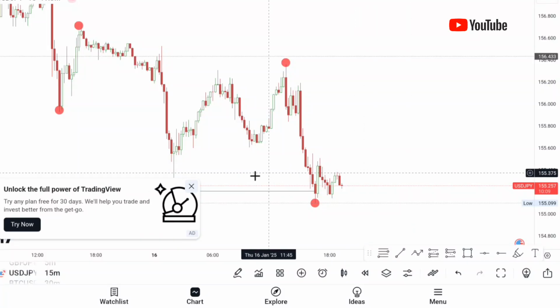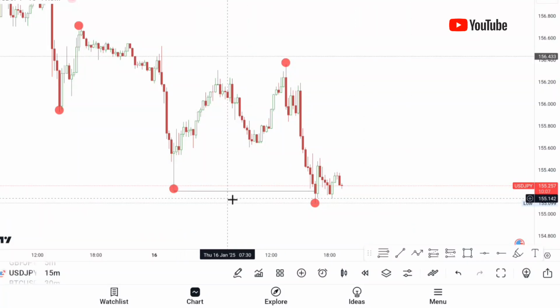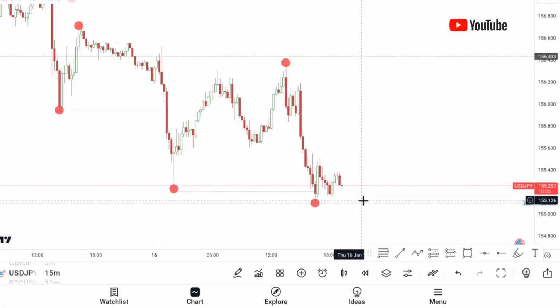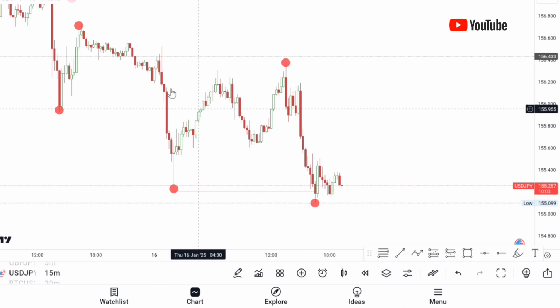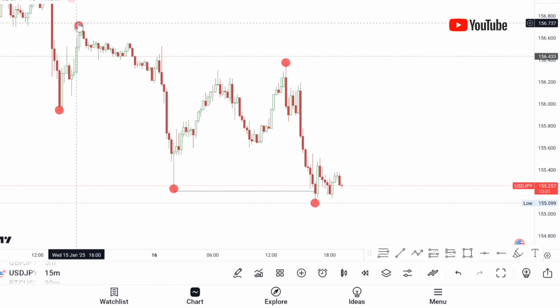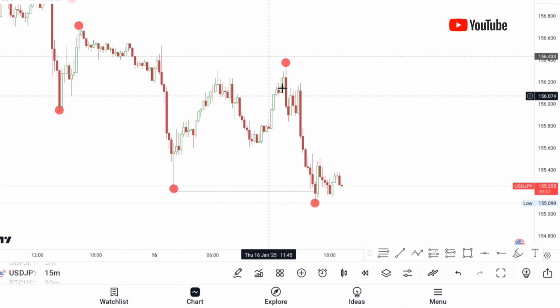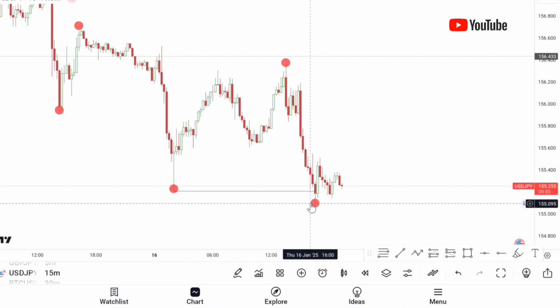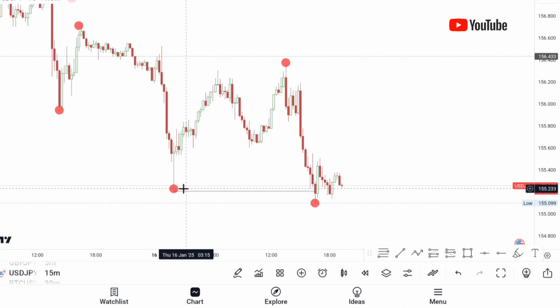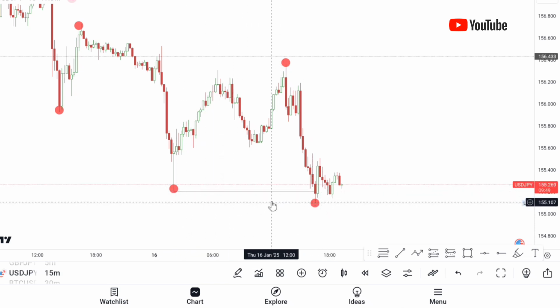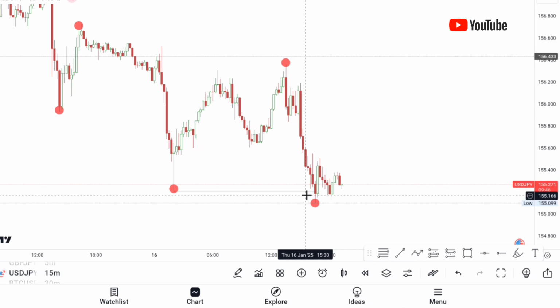The first thing I do whenever I want to analyze the market is to mark out my swing high and my swing low, which is the lower high and the lower low, which is very important. After marking out the lower high, the next thing to do is to mark out my break of structure, which is very important also.